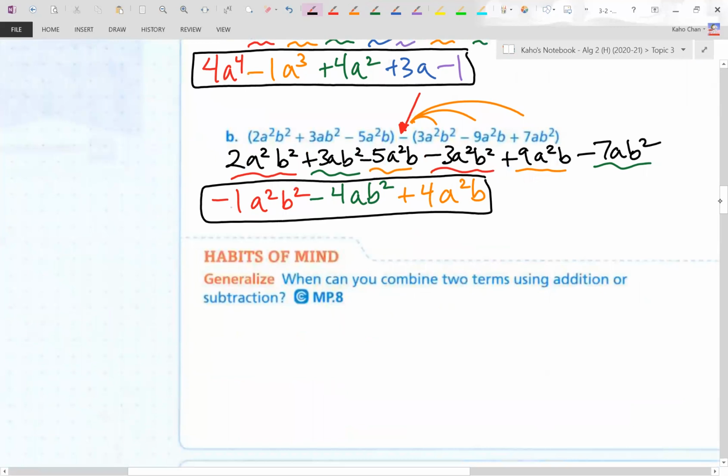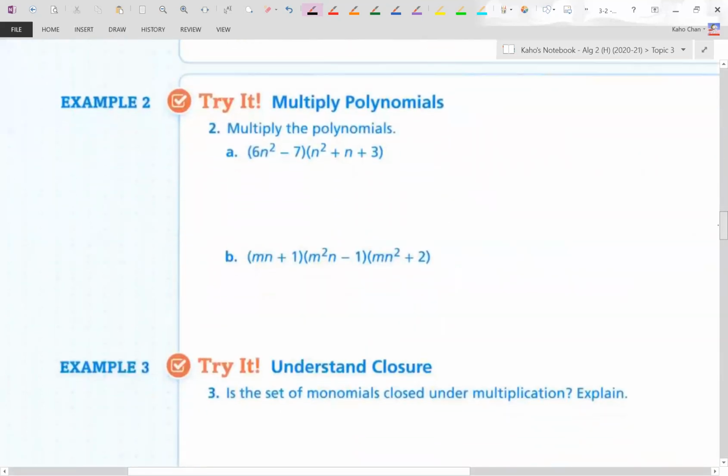When can you combine two terms using addition or subtraction? They must have the same combination of variables, same number of variables. All right. So that takes care of adding, subtraction in example 1. Let's move on to example 2 involving multiplication.